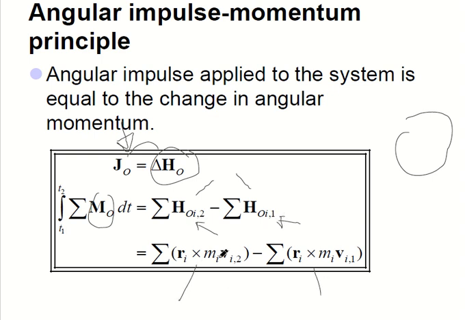Expanded, since they are sums, we're going to represent them with the i particles and calculate each one of them. Then of course, putting it into this equation will give you this change in momentum, which is equivalent to this angular impulse.